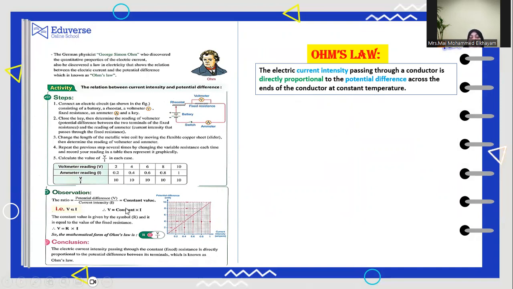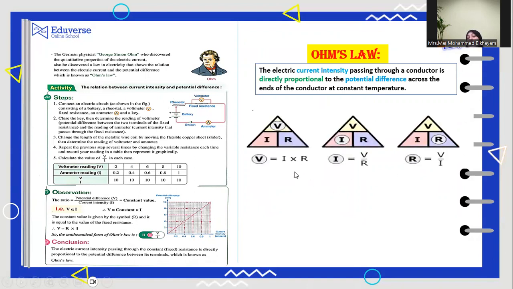Pay attention here. Every time he changed the rheostat, he got the reading and put it in a table. As you can see, if we divide the potential difference over the current intensity, it always gives the same value, which illustrates that this value is the constant resistance.